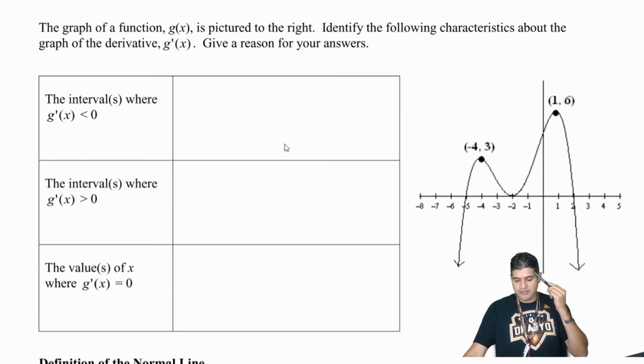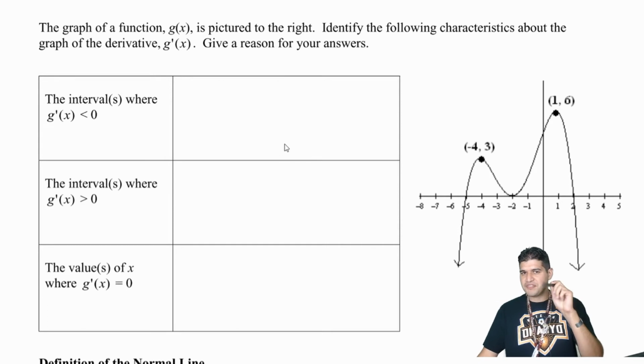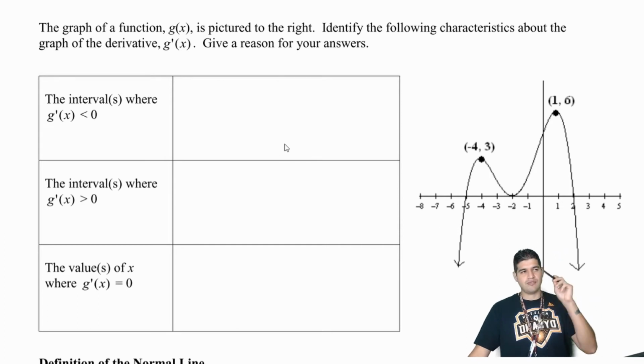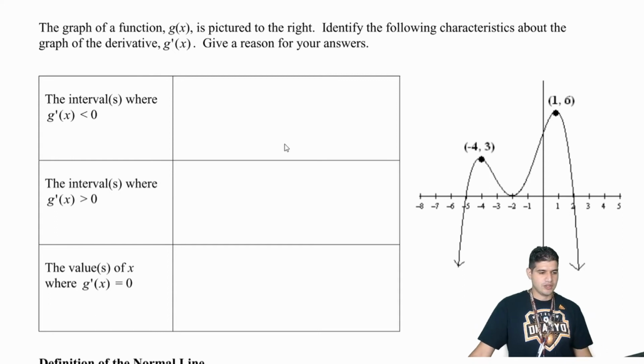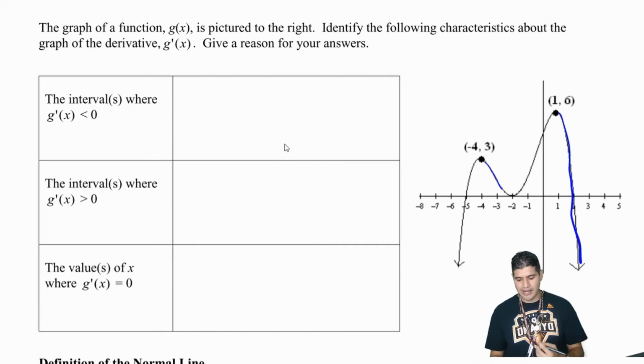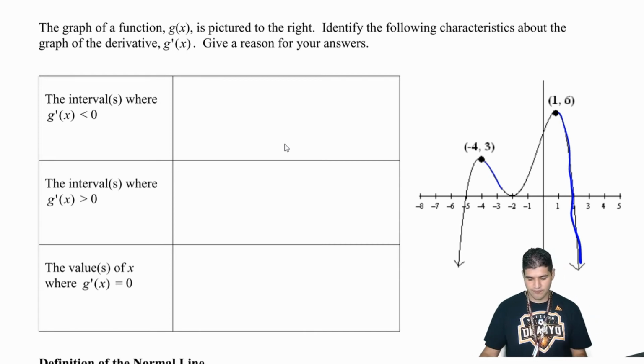So I want to find where g prime of x is less than 0. g prime of x is where the graph of g of x is decreasing. So function decreasing, derivative negative. Okay? So where's my equation decreasing? That's going to be here and also right there. So how am I going to write this? What's going to be my justification?